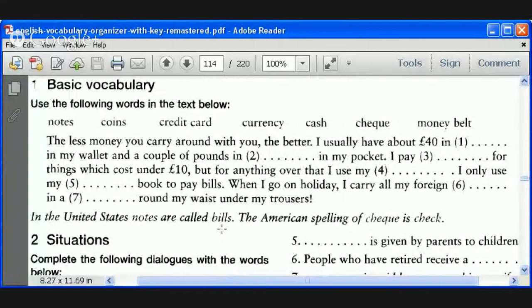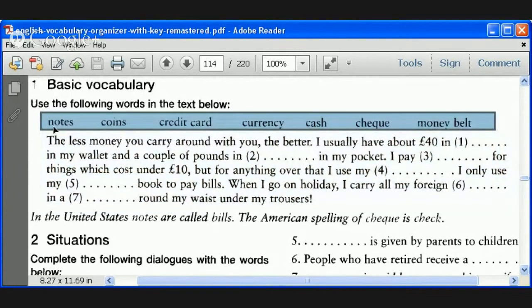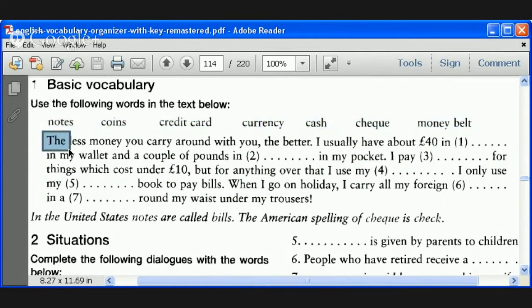Okay, first some basic vocabulary. We're just going to read this paragraph here and do some fill-in-the-blank exercises with the vocabulary words above here. Currency, check, money belt. Okay, Carvalho, go ahead. Starting from here, just go ahead and read and try to fill in the blank with the proper word once you get to the blank.